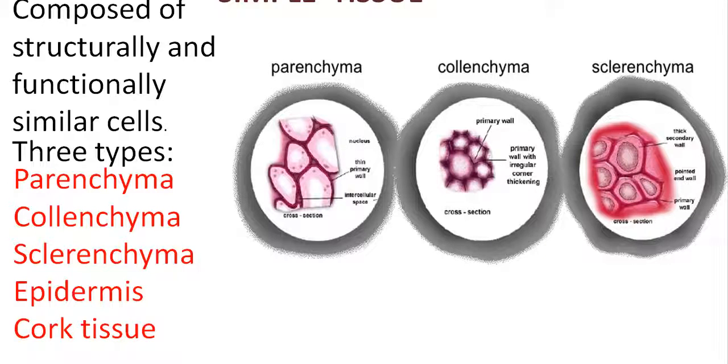Epidermis covers the entire body of the plant and is similar in structure to parenchyma. It protects the plant from injury and germs and sometimes water loss. Lastly, cork. Simple tissue which consists of dead cells with no intercellular spaces. They form the outer layer of old trees.